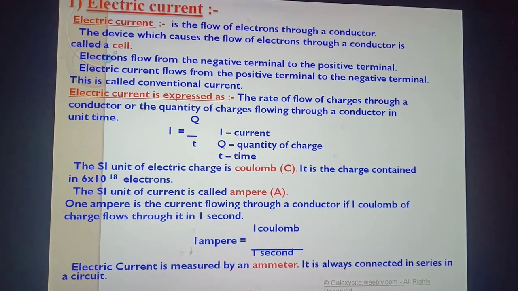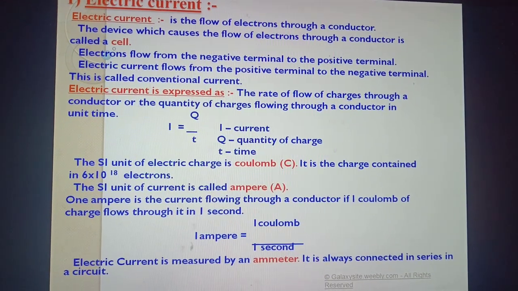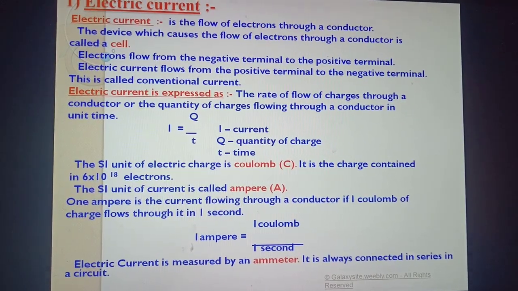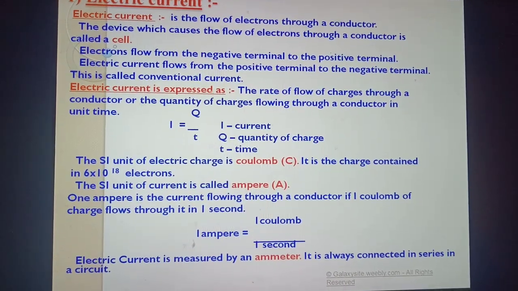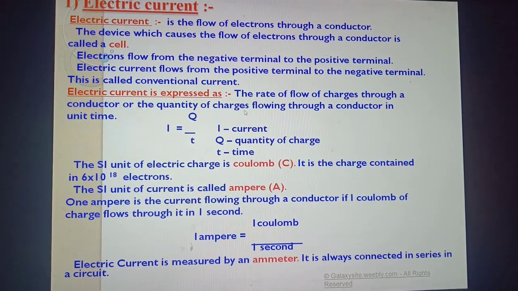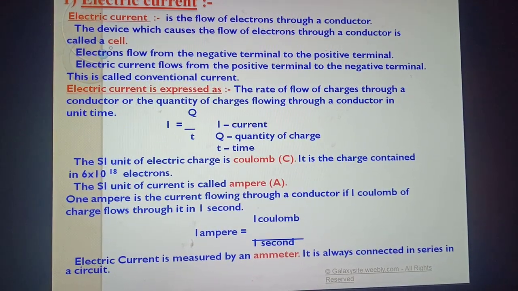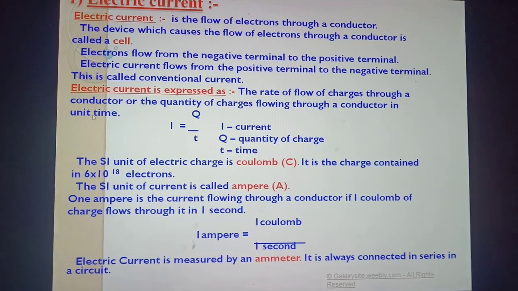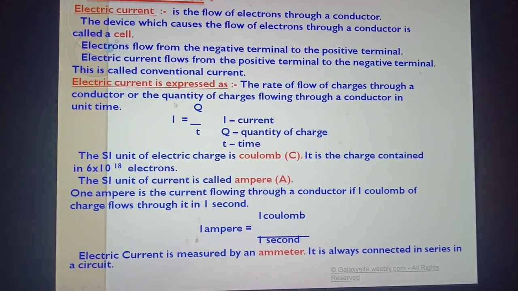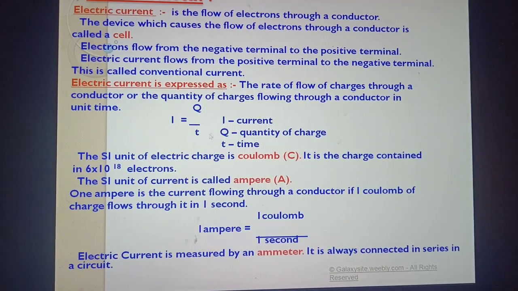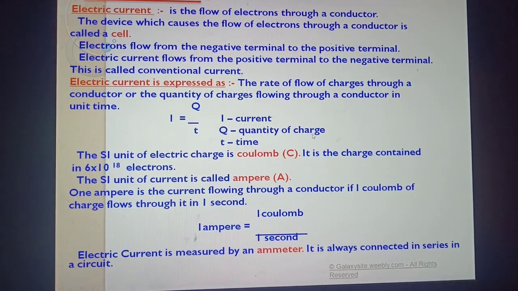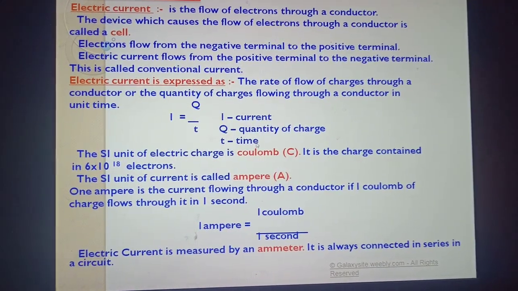The rate of flow of charge through a conductor, or the quantity of charge flowing through a conductor in unit time, is called the electric current. So electric current can be written as I equal to Q upon T, where I stands for the current, Q for the quantity of charge, and T for the time.